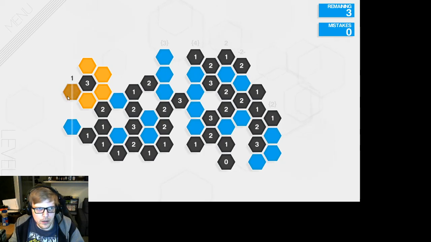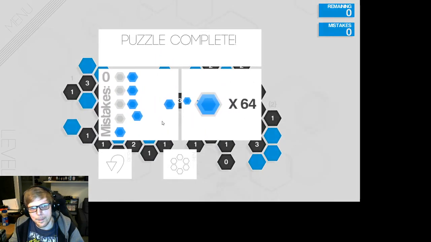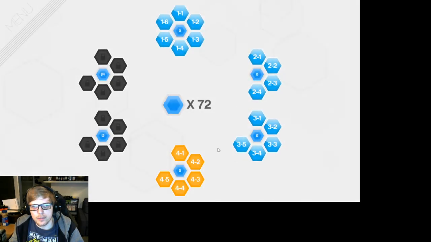This column here already has its 1, so this hex is not. Grayed out. This one forces this hex. This 2 is already adjacent. And lastly, this 3 is adjacent to this 1, so these 2 must be. And that's it for the 3rd section. We'll be moving on to the 4th one.